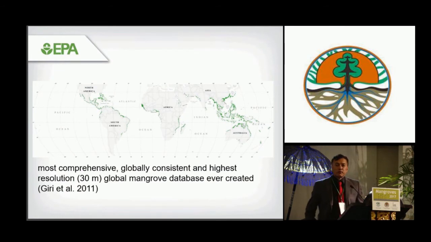Now, with all the motivation, a few years ago, our team prepared the global mangrove database. This is based on Landsat 2000 datasets published in 2011. Before that, we had global datasets on mangrove, but they were inconsistent over space and time. This is the first time we prepared the most comprehensive and globally consistent global mangrove datasets at a 30-meter resolution.